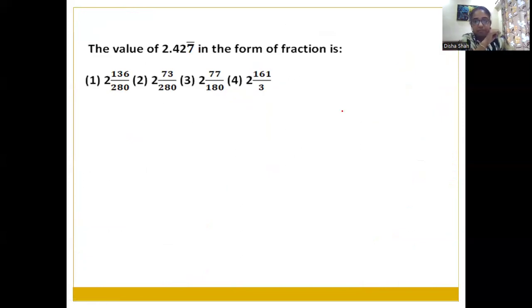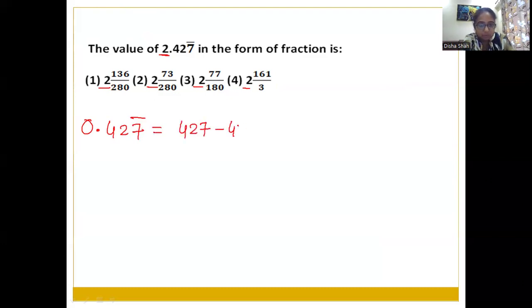Now let's solve the question. Value of 2.427 bar in the form of a fraction. Okay, now here you can see that before the point there is a digit 2. You can ignore it for now because everywhere it is written 2. So we will attach that 2 later. Concentrate on this 0.427. This can be written as 427 minus 42. 7 is getting repeated so for it 9. For those which do not repeat, 0.